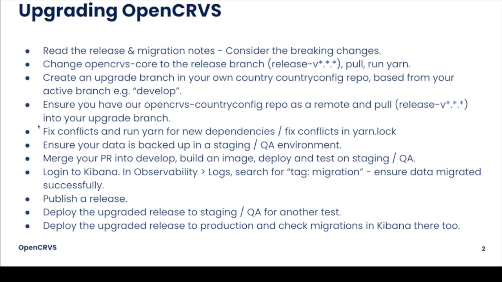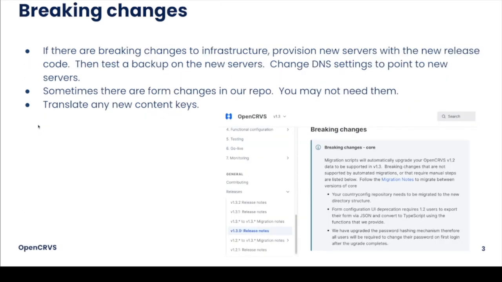So sometimes there will be breaking changes. If there are breaking changes to infrastructure, so if we have, say, refactored infrastructure, then we recommend that you provision brand new servers with the new release code. You can restore a backup onto the new servers and change your DNS settings to point to those new servers when you want to go live. So there'll be some operational challenges there for you to talk to staff and let them know that there's going to be some downtime.